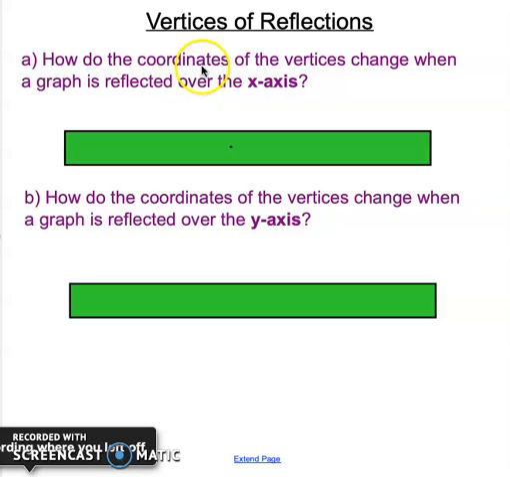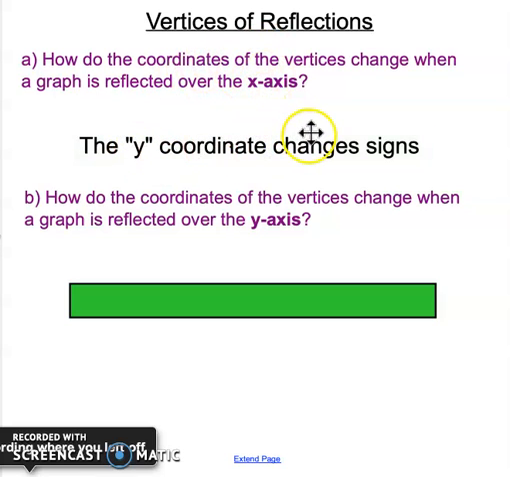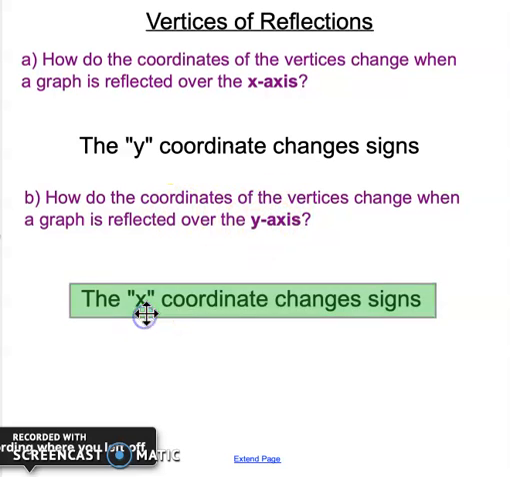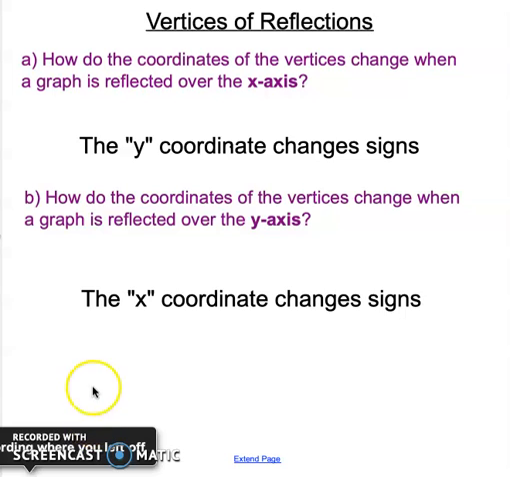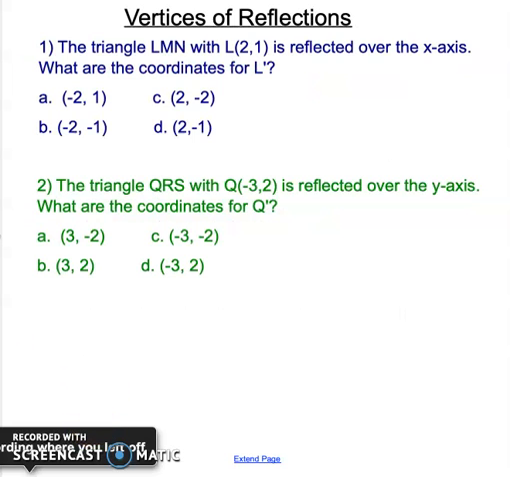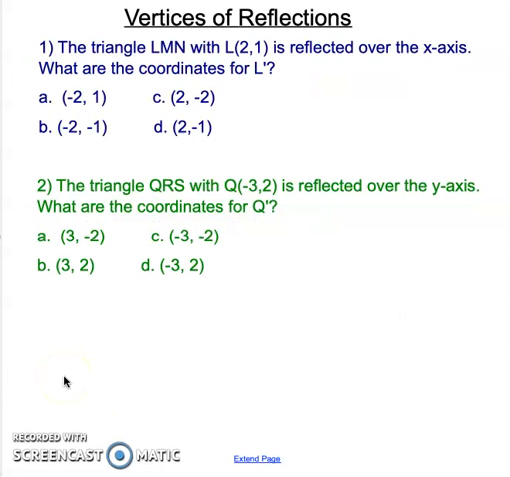Summarizing that, anytime we're reflecting over the x-axis, what happens is the y-coordinate changes signs. Whenever we flip over the y-axis, the x-coordinate changes signs, as we saw. Last thing we're going to do here is to just use that information, try to answer a couple questions without having to bother with the drawing.